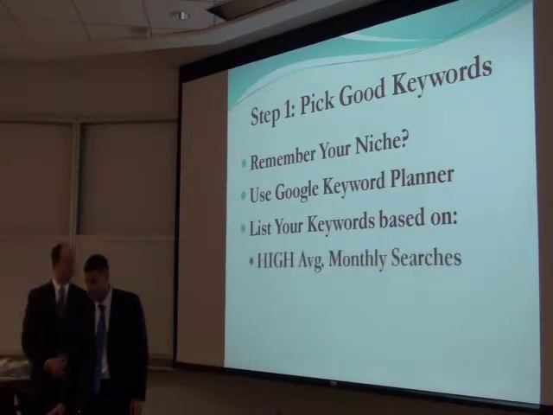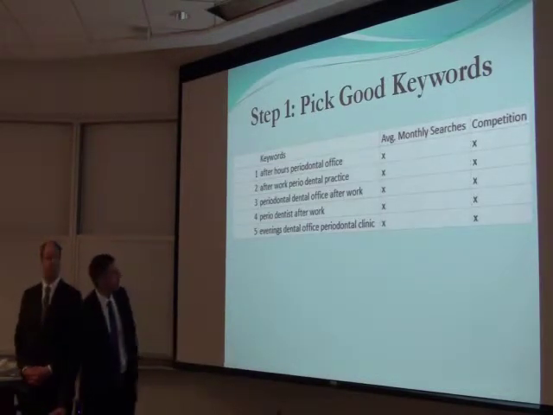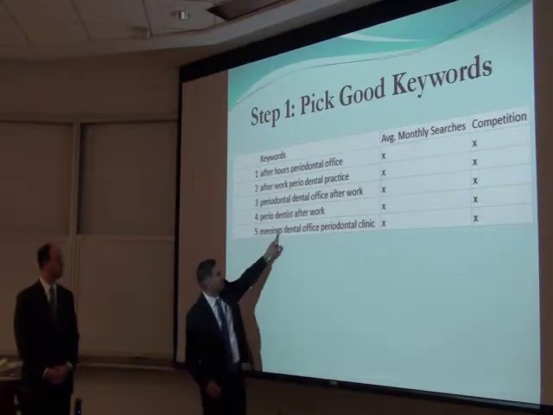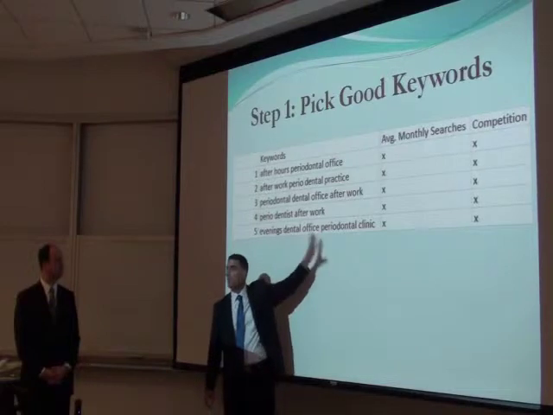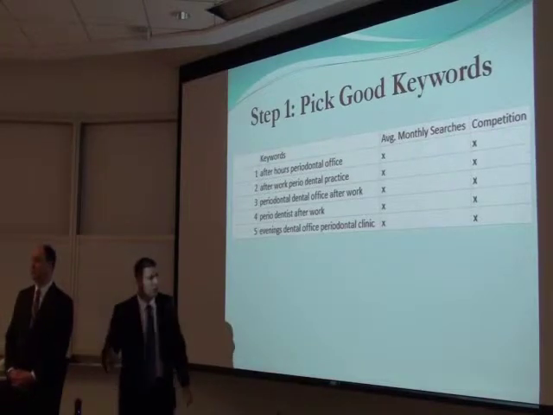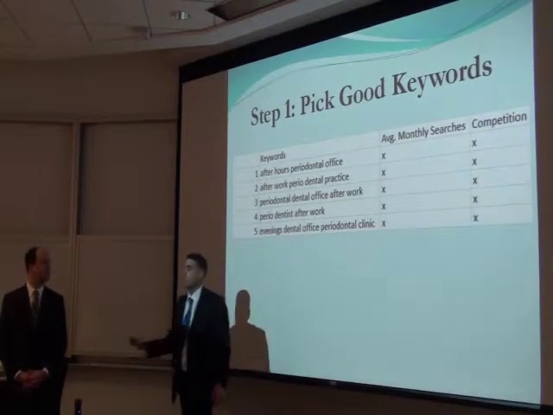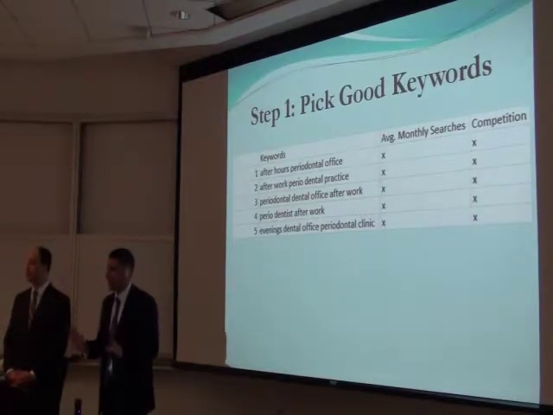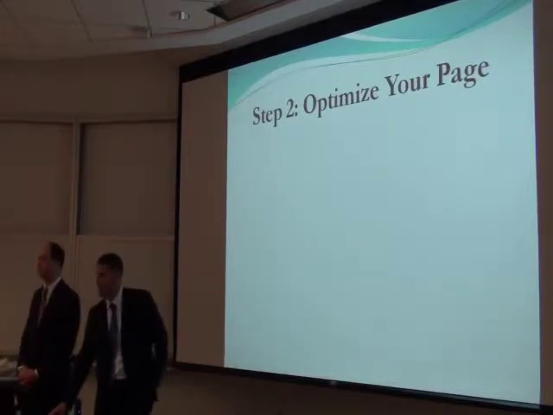And finally, you want to list your keywords based on high average monthly searches and low competition. So this is what I do. And by the way, just so you know, evenings, dental office, if there's an S there, dental offices, that's a completely different keyword. So every letter counts. Also the positioning. If they put dental office, periodontal clinic evenings at the end, that's a completely different keyword. So you can do variations of them. You can add S's. You can remove S's. Every keyword counts. So you make your list, and you've got your list of 100 different keywords based on your niche that you want to promote.